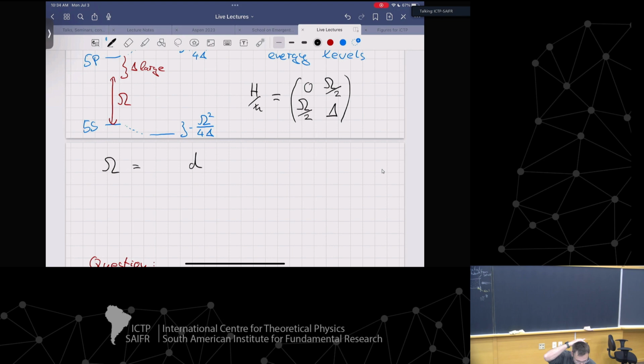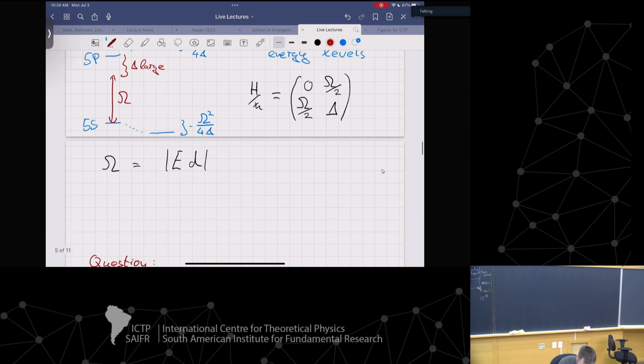And field intensity is right. Often when I think about Rabi frequency, I might think about the field amplitude, the electric field of the laser, which couples to the dipole moment, coupling ground to excited state. So this might be just the absolute value of this. So this is the E field, the E field of the laser.